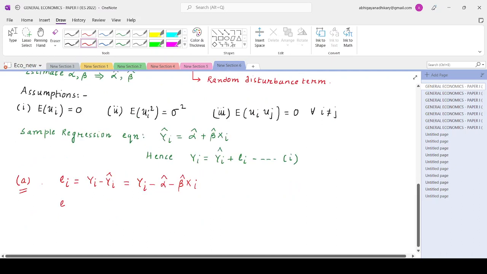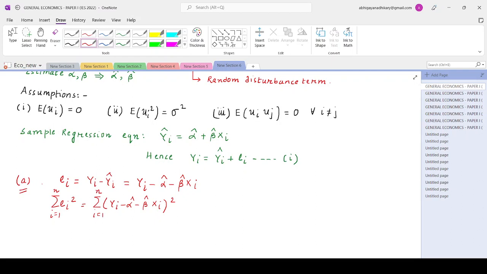Now understand this, that if I square them up, then this is simply yi minus alpha hat minus beta hat xi, whole square. And if I sum it up over all the observations, i running from 1 to n, then this is the sum of squared errors.